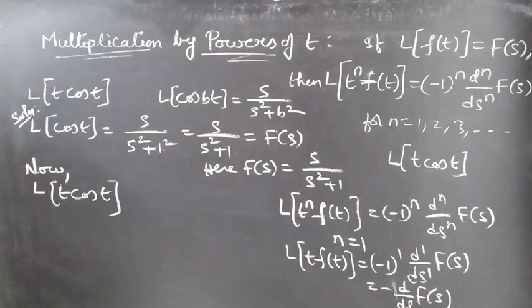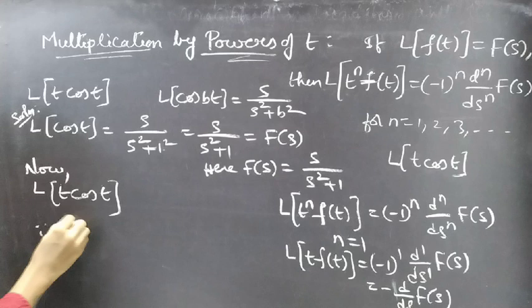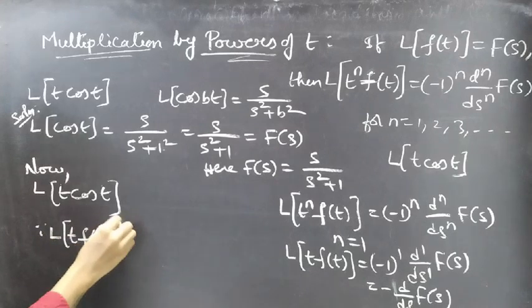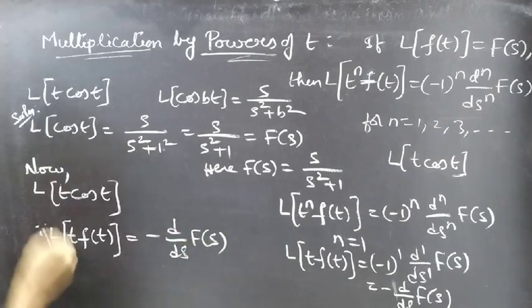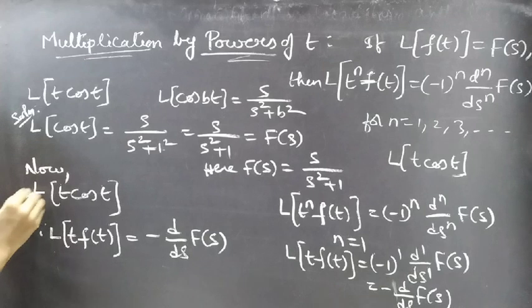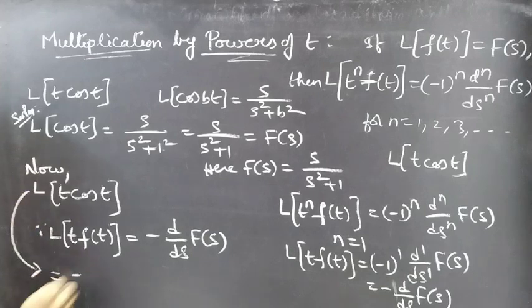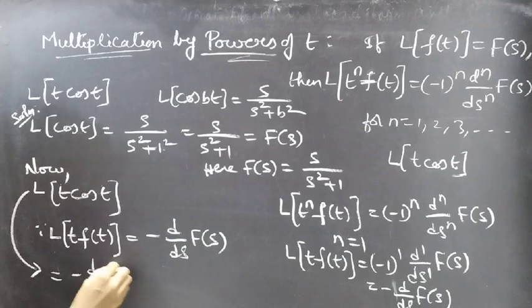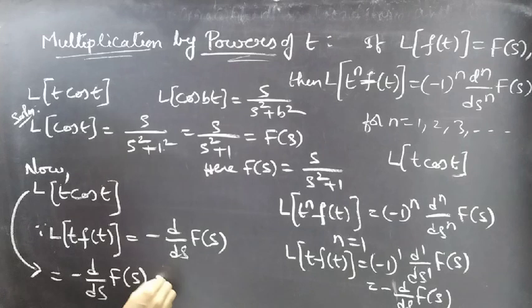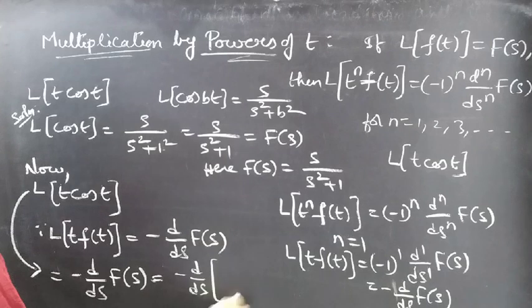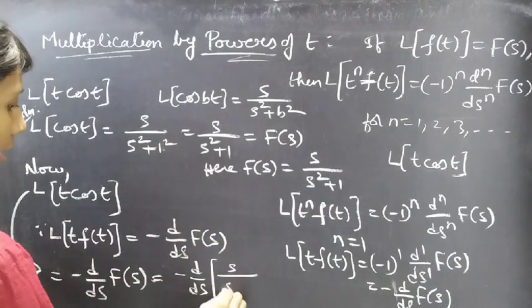So here the required formula is L of t into f of t equal to minus d by ds into f of s. So we are going to apply this formula. Okay, so this becomes equal to minus d by ds of f of s. Just substitute f of s here. We have f of s as s by s square plus 1. This becomes minus d by ds of s by s square plus 1.